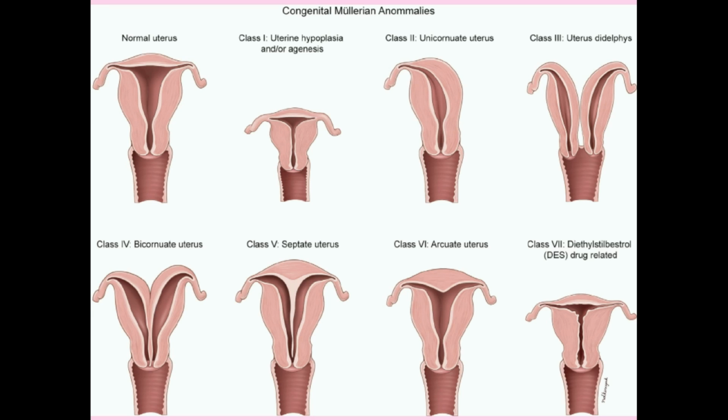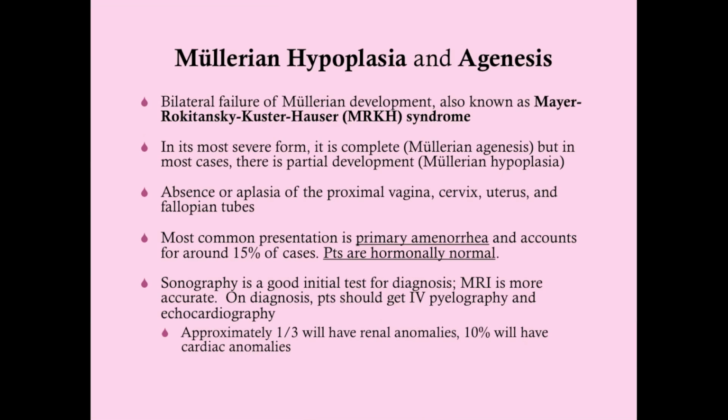So these are the congenital Müllerian anomalies, congenital anomalies of the uterus. Congenital anomalies of the uterus really is not necessarily the best way to put it, because certainly in uterine hypoplasia you're going to have hypoplasia also of the fallopian tubes and of the cervix and upper vagina as well. But mostly we're concerned here about the uterus. That's going to be where most of our implications come from.